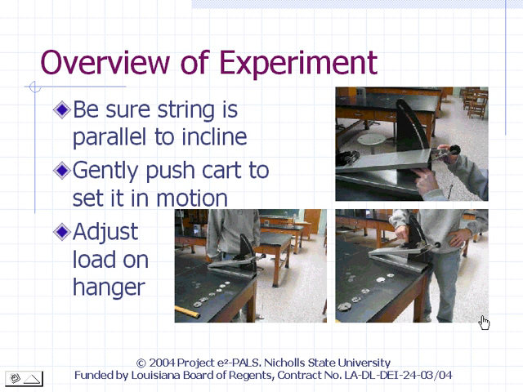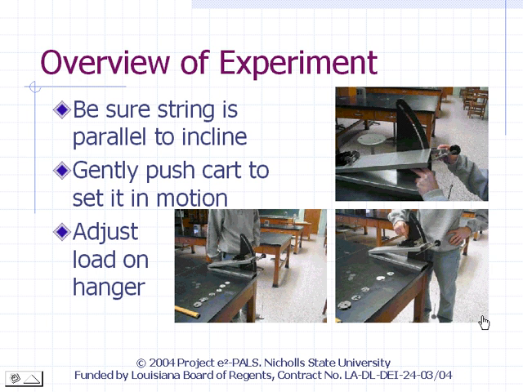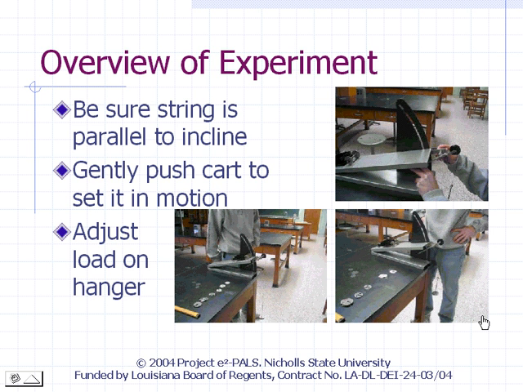Once you have determined the hanger load needed to make the cart go up at constant speed, adjust the load so that it will now go down at constant speed. You may need to give the cart a little push to get it started.